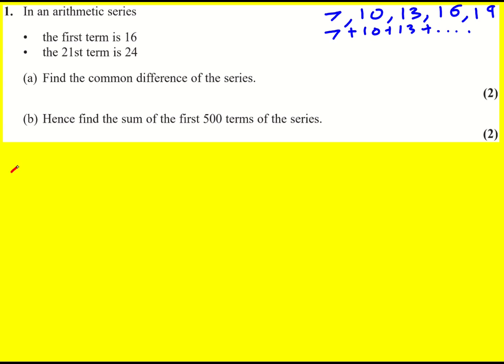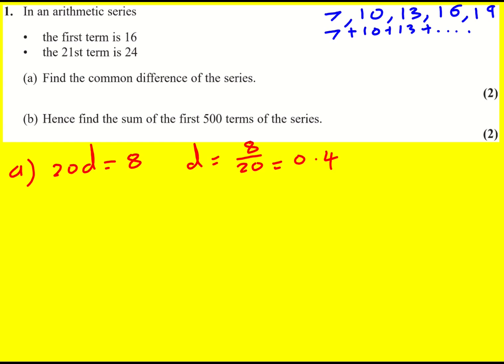Right, the quick way to do this is to spot that we're going to be adding on 20 differences. And that is just going up by 8. Because every time I go up by a term, I'm adding on a difference. So the second term, I would just be adding 1 difference. The 21st, I'm adding on 20 differences. And therefore, d is 8 over 20, which is 4 over 10, or 0.4.